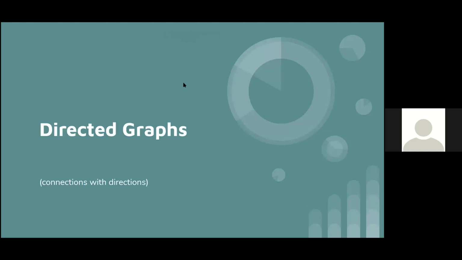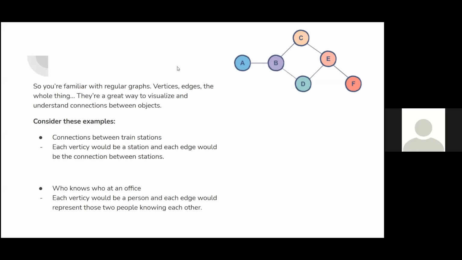All right, cool. So our topic is directed graphs, connections with directions. You're familiar with regular graphs. As we just talked about, they have vertices, and each vertex can be connected by one or multiple edges to other vertices. Consider some examples like train stations. A might be a train station and B might be a train station. If there's an edge connecting those two vertices, that would represent trains traveling between those two stations.